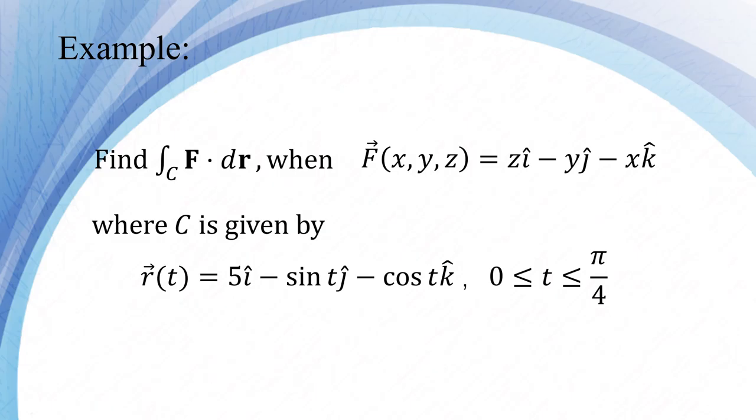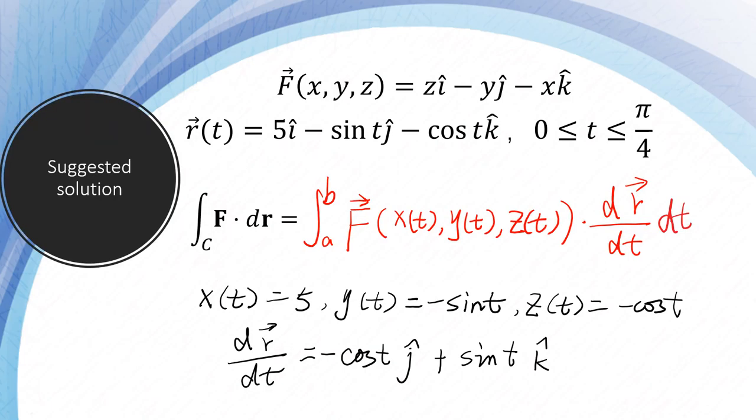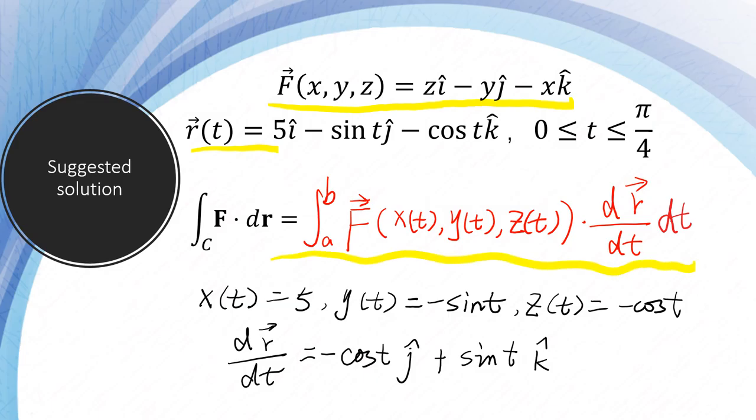So it's a function of t, and the range of t is from 0 to pi over 4. Now we have F of x, y, z as the vector field. We need to integrate over the path r. So we can write the line integral of the vector field into this form.